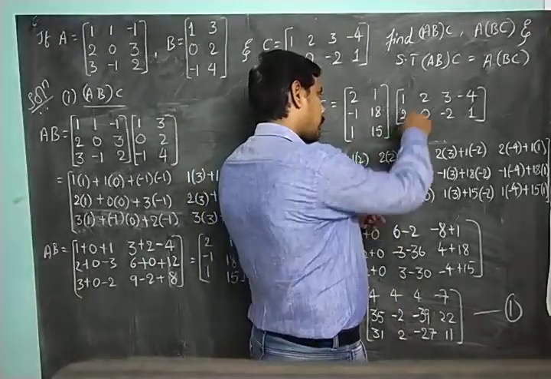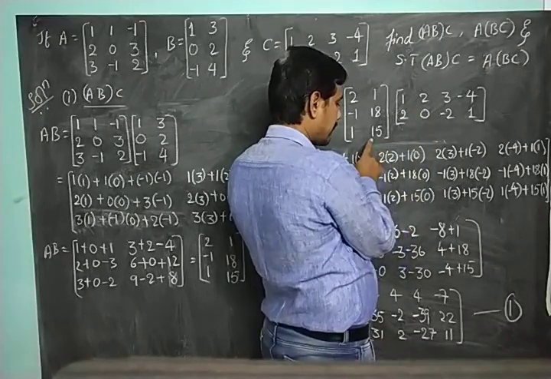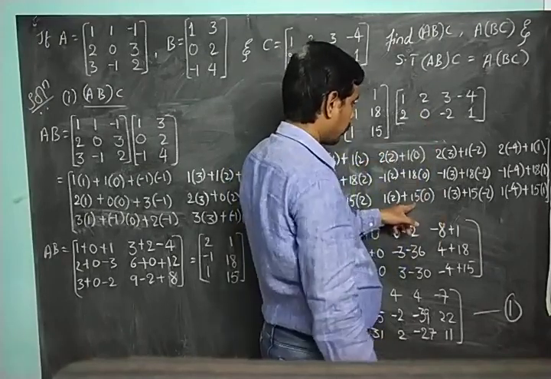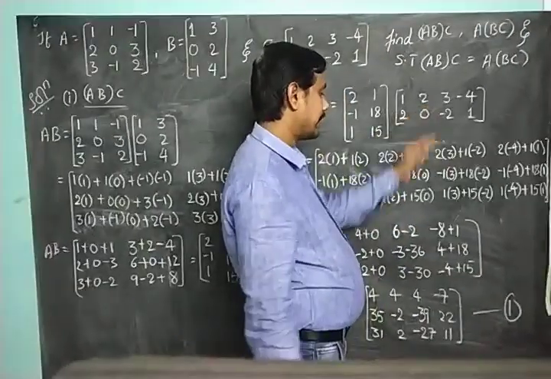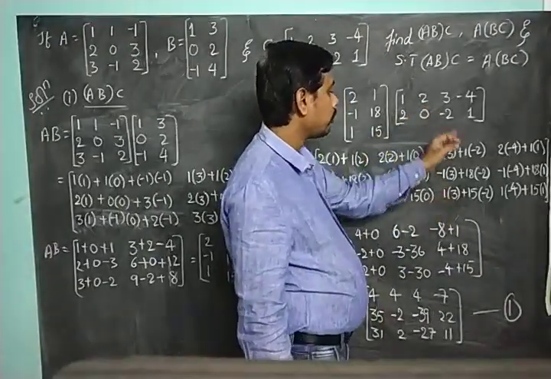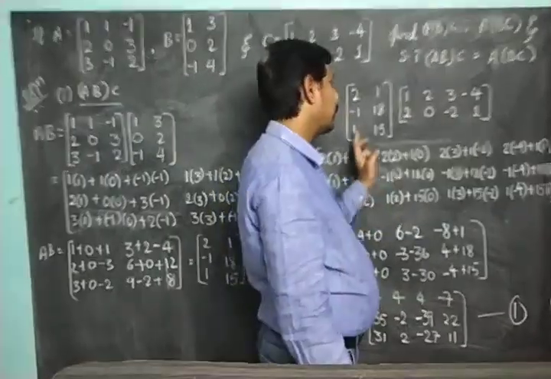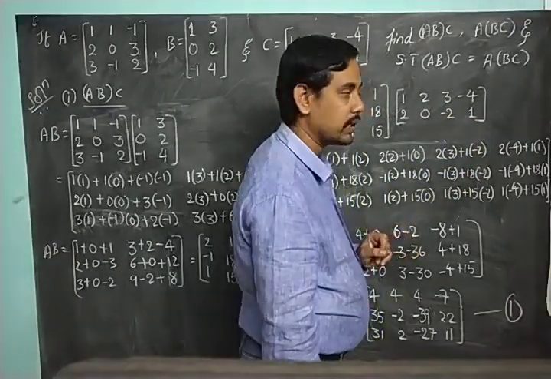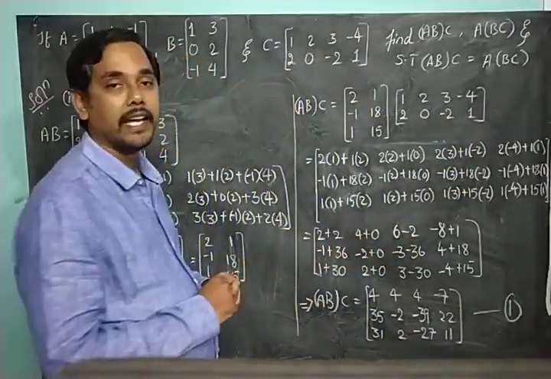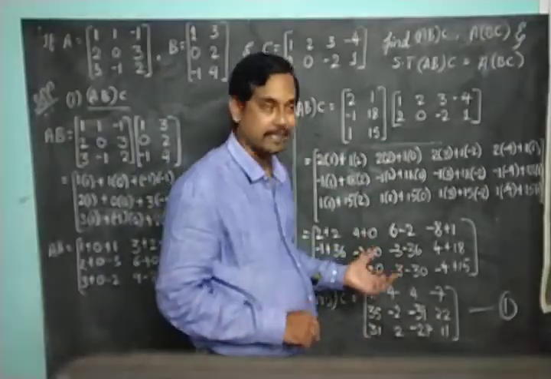Then third row with second column, 1 into 2 plus 15 into 0. Then third row with third column, 1 into 3, 15 into minus 2. Now third row with fourth column, 1 into minus 4 plus 15 into 1. Right? So this completes the entire multiplication process. Now what we need to do is just simplify this.